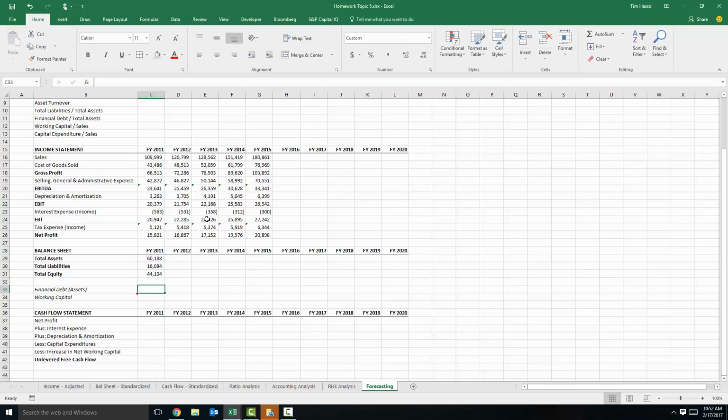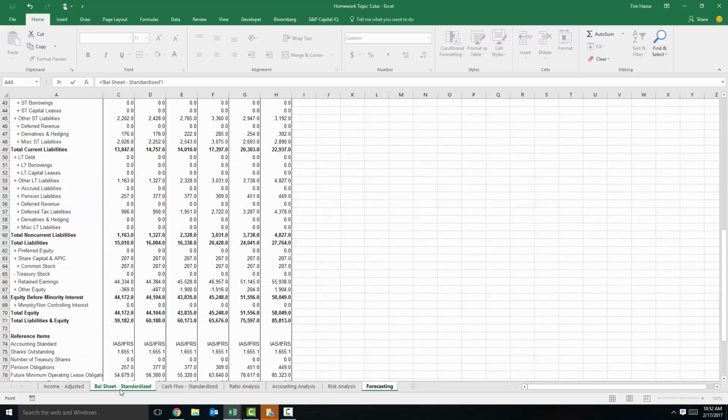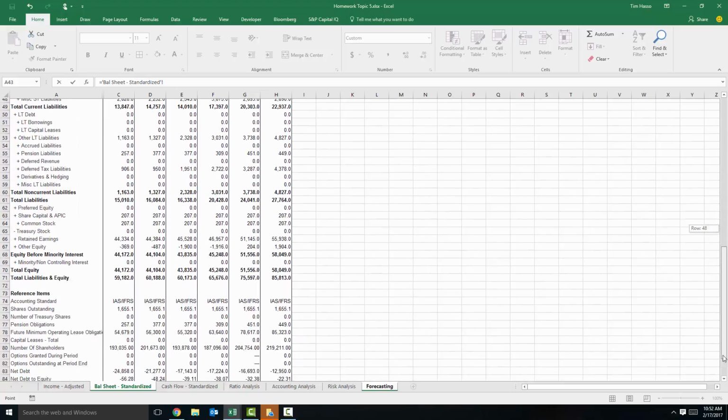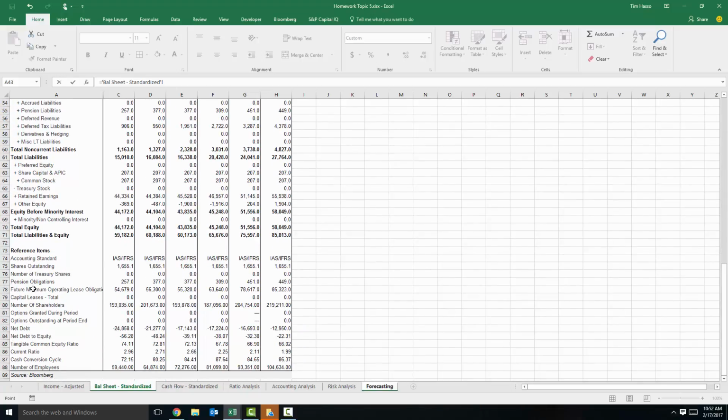Now, financial debt, in this case, refers to any kind of debt that is interest-bearing. To get this amount, you can go back to the balance sheet, and again, you can figure it out yourself by adding a few different rows together, or you can go to the reference items at the very bottom of the balance sheet, and you see where it says net debt on row 83.